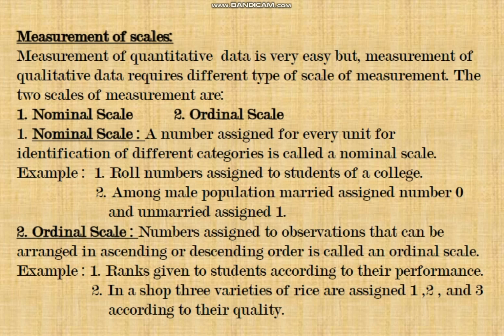Another example is, in a shop there are three varieties of rice: 1, 2 and 3. For lower quality the price will be less. For medium quality the price will be a bit more than the first one. For the higher quality rice the price will be greater than these two. So the price here is assigned according to the quality of the rice.